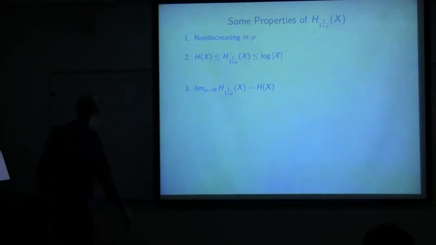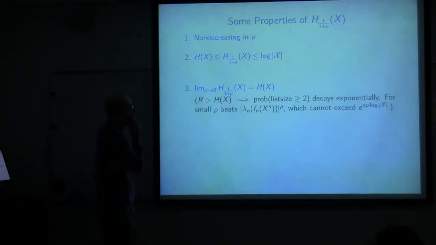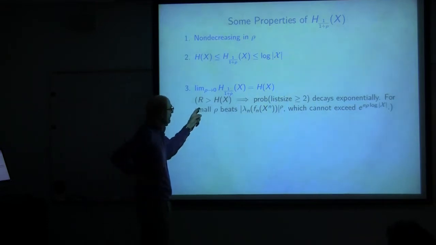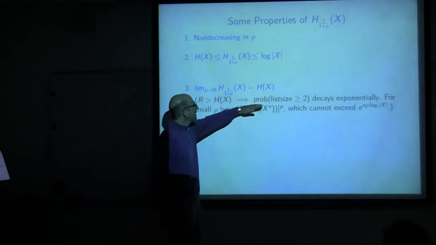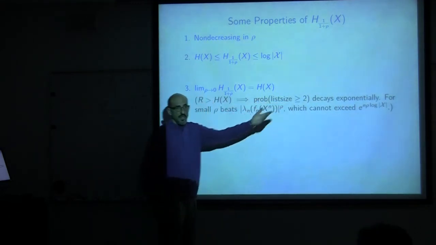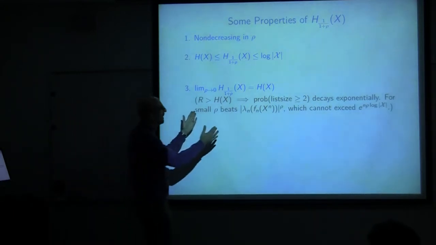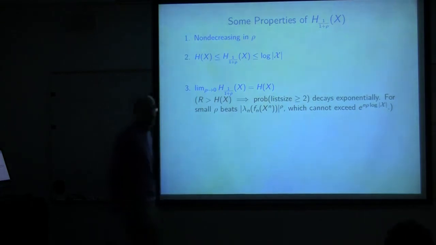With regard to what happens when rho tends to 0, this situation is also fairly straightforward. What you want to show is that if you're looking at the rho moment when rho is very, very small, then you can be just a little bit above the entropy and you'll be fine. The point is that if your rate is above the entropy, then the probability of an atypical sequence decays exponentially. In other words, you can guarantee that the probability of the list size being greater or equal to 2 will decay exponentially. And this exponential decay is going to beat even e to the n rho log X. So on expectation, you will get something that tends to 1.